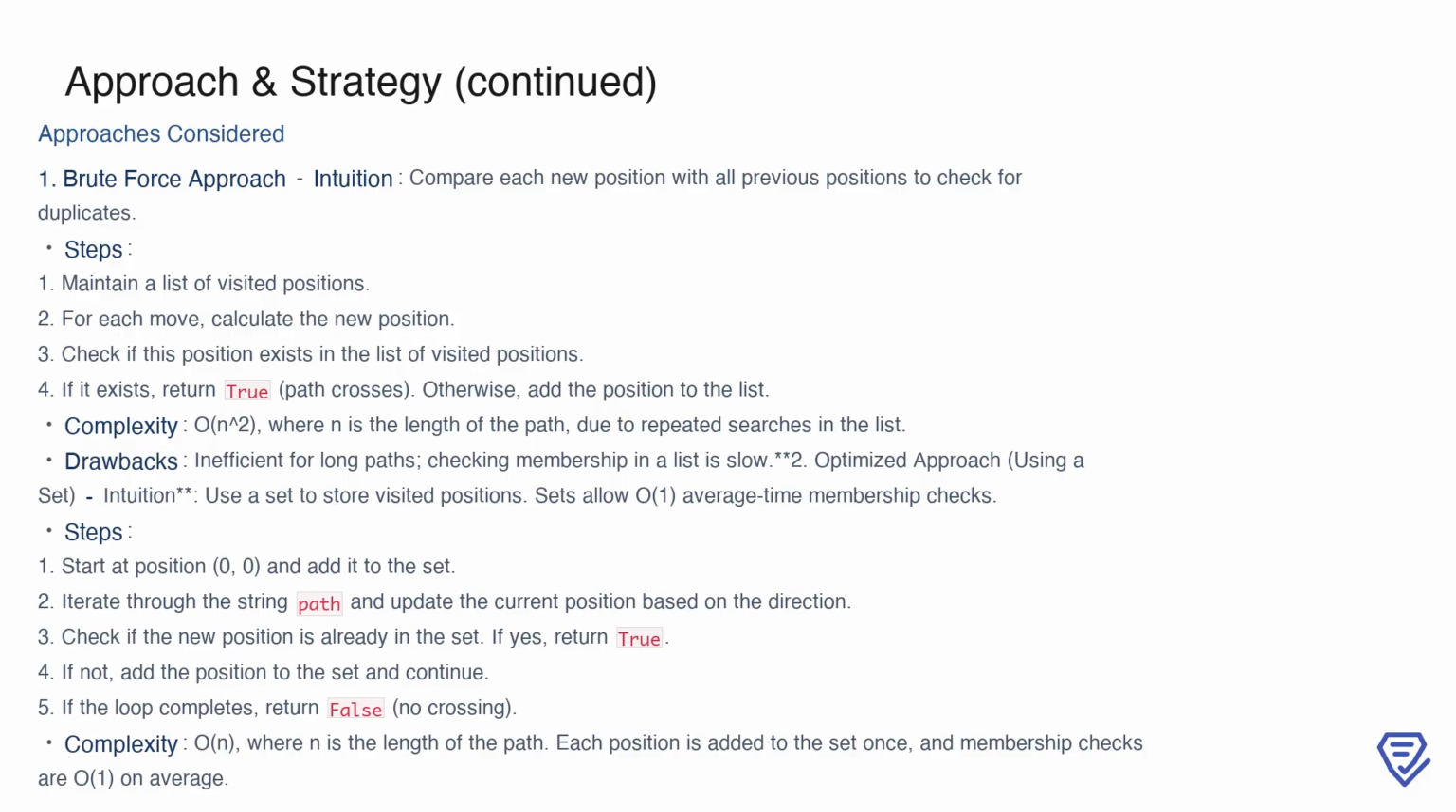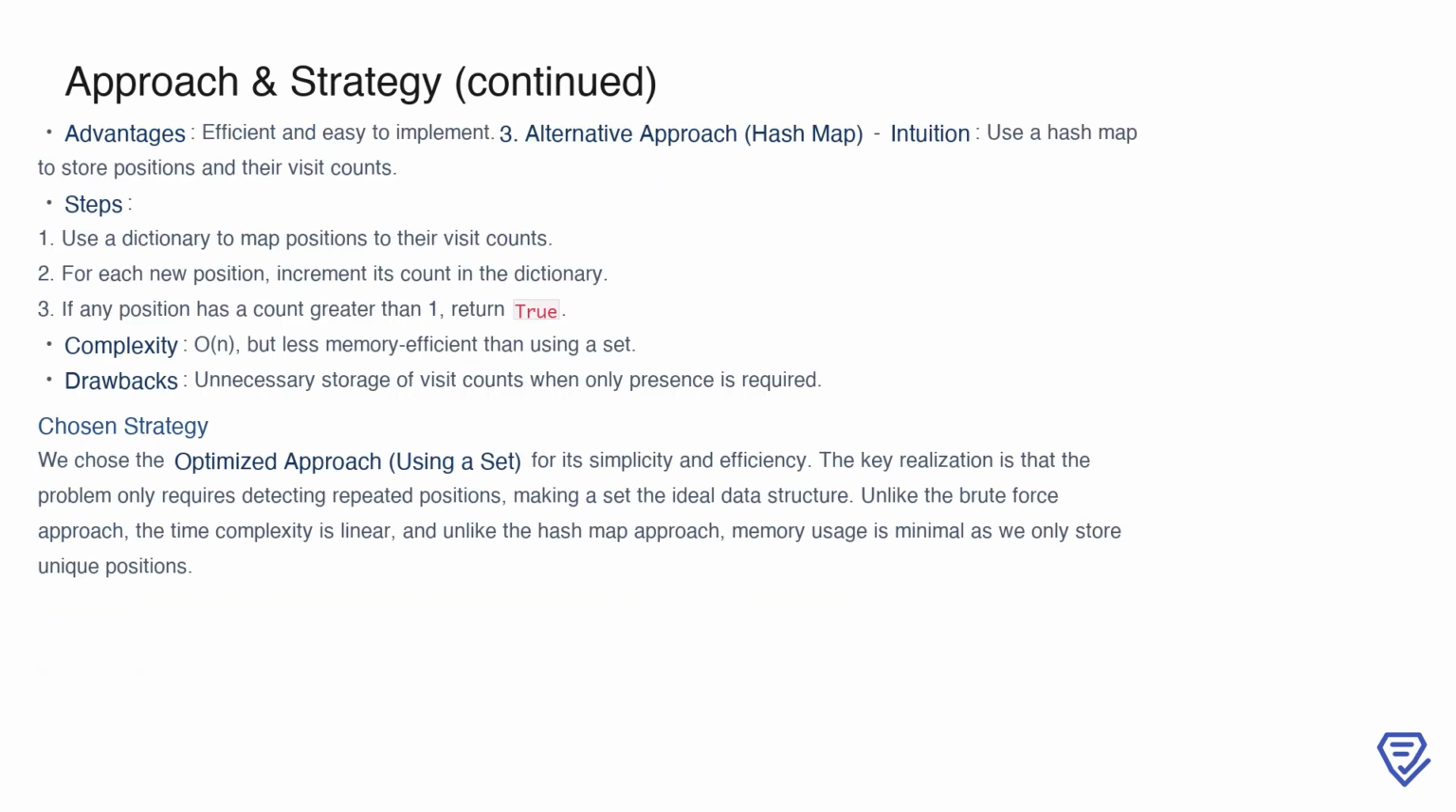This optimized approach reduces the time complexity to O(n), as each position is added to the set only once. The set-based solution is both efficient and straightforward, but alternative methods exist. For instance, a hash map can be used to track positions and their visit counts. In this approach, positions are stored as keys in a dictionary, with their values representing how many times each position is visited. For every new position, we increment its count. If a position's count exceeds 1, we know the path crosses.